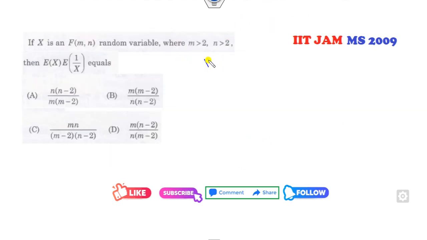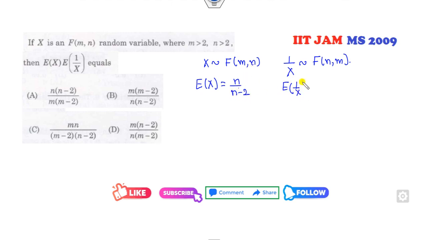Okay, what is given to you? X follows the F distribution of m comma n. 1 over x will follow the F distribution of n comma m. Then what is the expected value of the F distribution? n over n minus 2. Similarly, the expected value of the other one will be m over m minus 2. Then your target is to multiply them. If you multiply them, mn over (m minus 2)(n minus 2) is the right answer. Always remember this tip, which is very easy for you.